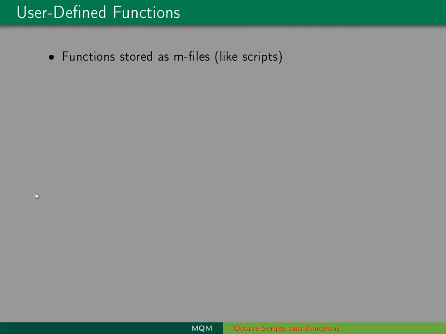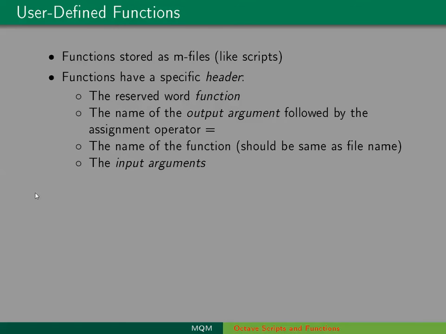Now, creating your own function is a useful thing because they're more flexible than scripts, although they take a little bit more forethought. As stated earlier, functions are stored as .m files, just like scripts. The first non-comment line in a function always has a specific format, and it starts with the word function, which is reserved because it can only be used in this scenario.